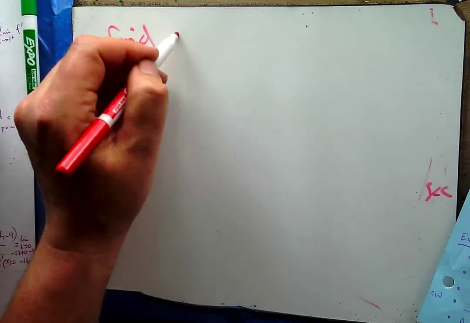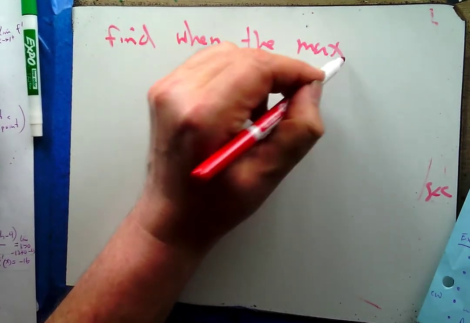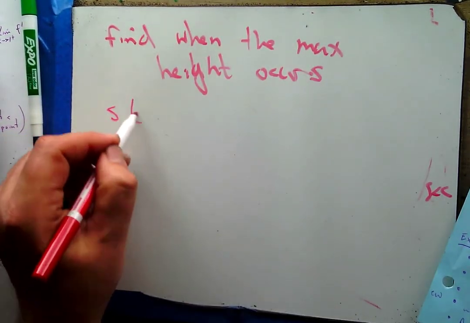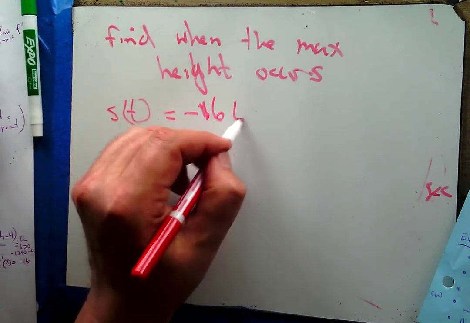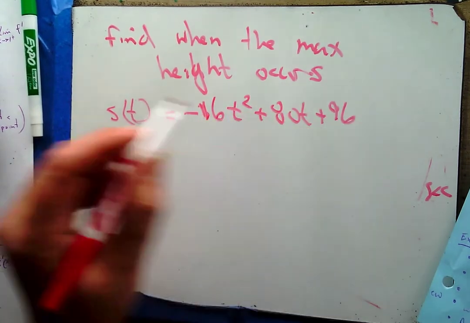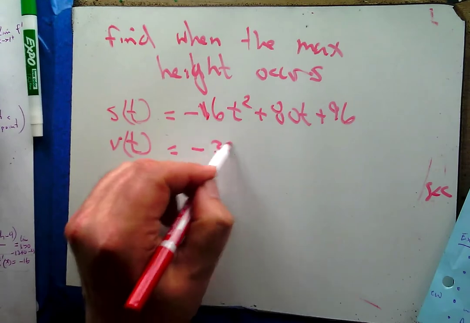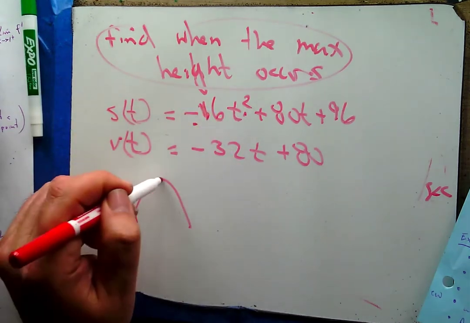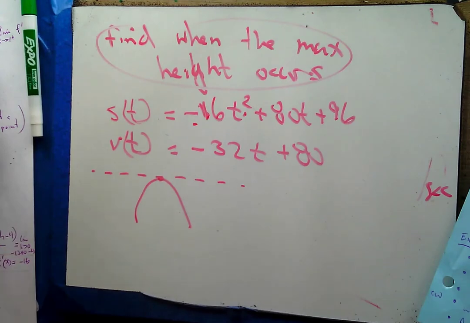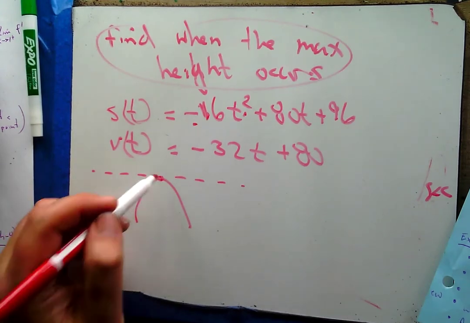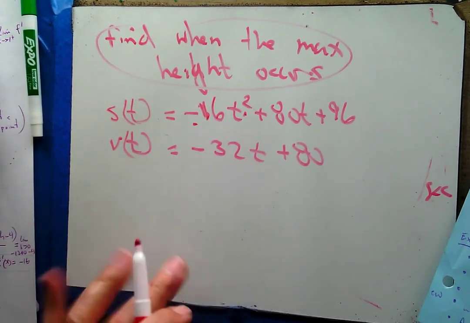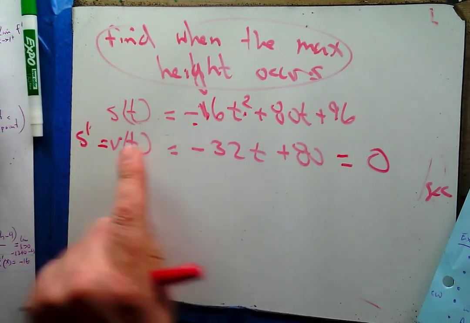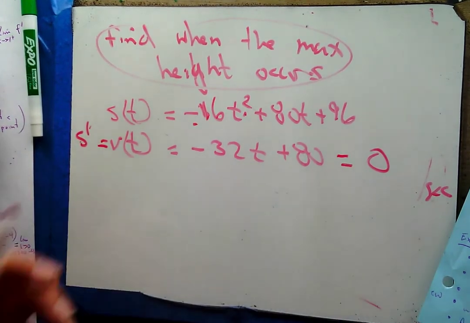Okay, what else do they ask us? Find when the max height occurs. Okay, so we had s of t equals negative 16t squared plus 80t plus 96. And v of t then was negative 32t plus 80. Now, max height for this down-pointing parabola occurs here. And what we know about the slope, or rate of change at that point, is the slope of position at this point is 0. Well, it just so happens that v's other name is the slope of position.